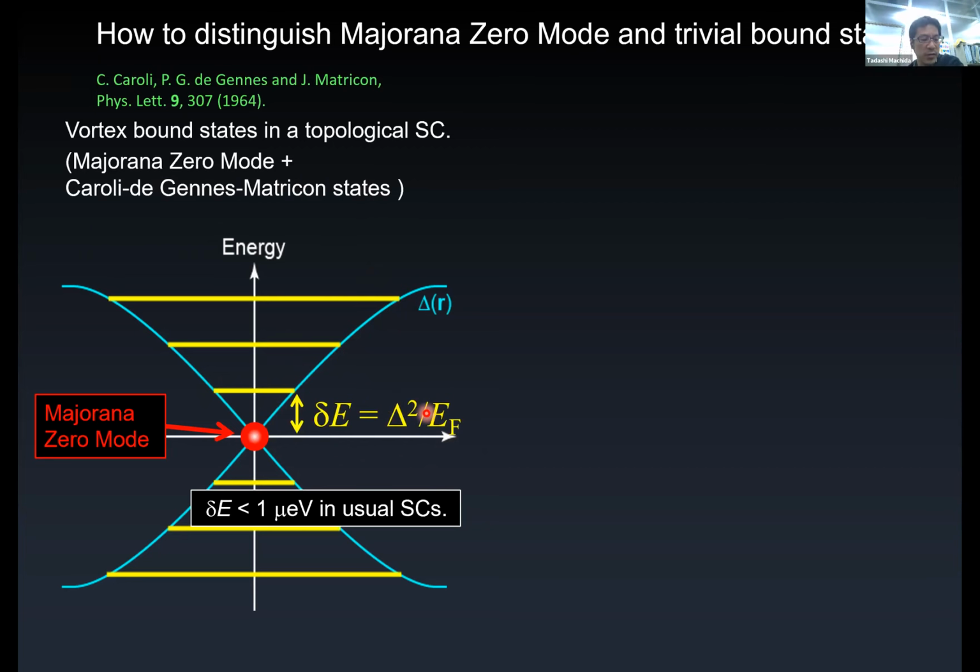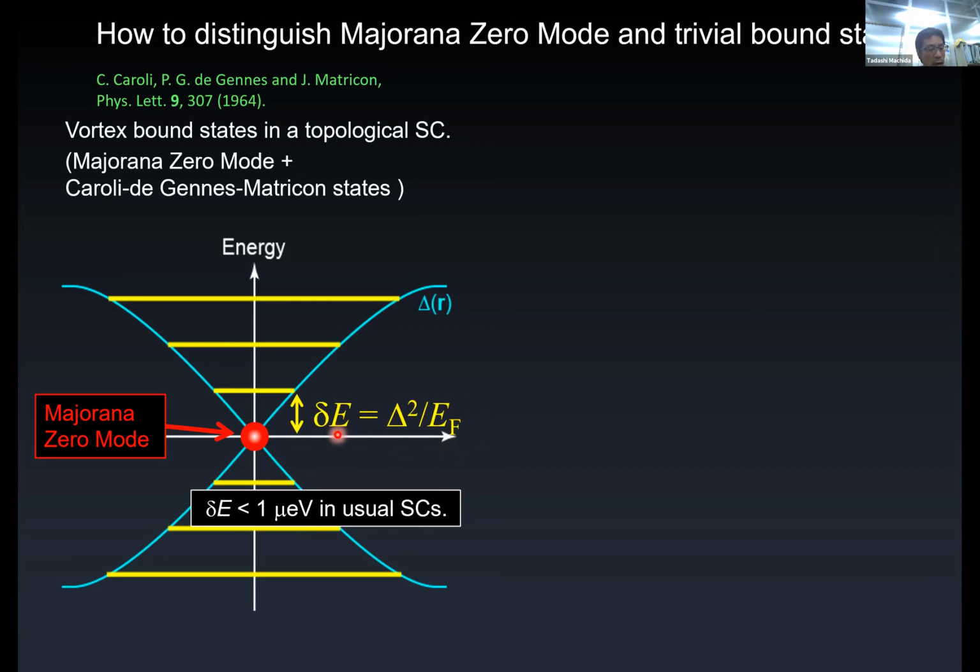Unfortunately, in the usual superconductors, this energy separation is quite small, less than 1 microelectron volt. Because in the usual superconductors, the Fermi energy is on the order of an electron volt, while the superconducting gap is less than 1 millielectron volt. Therefore, this energy separation is quite small, less than 1 microelectron volt, which cannot be resolved even by using the recent technology of STM.